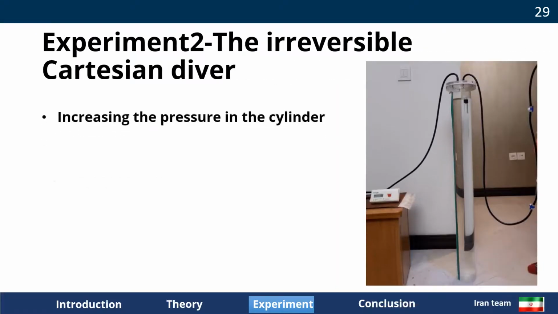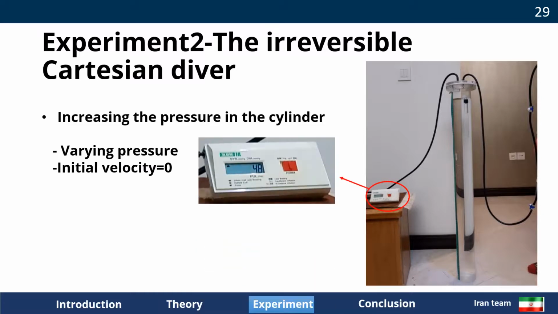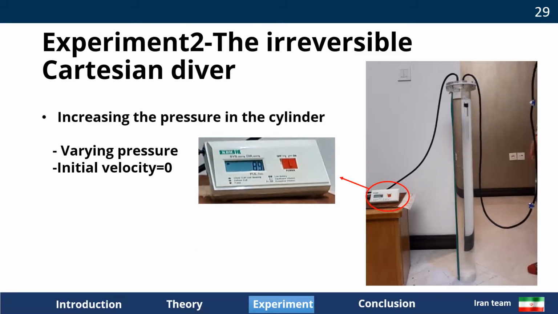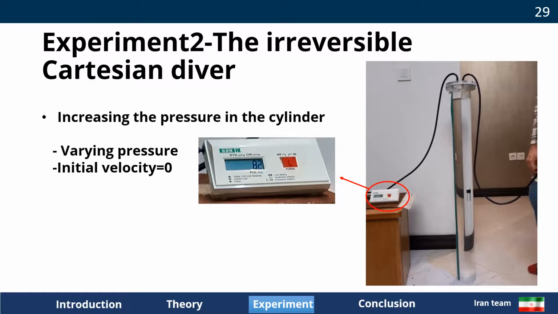Here we have the irreversible Cartesian diver. When we increase the pressure, our diver sinks, and when we release the pressure, our diver remains at the bottom of the cylinder.